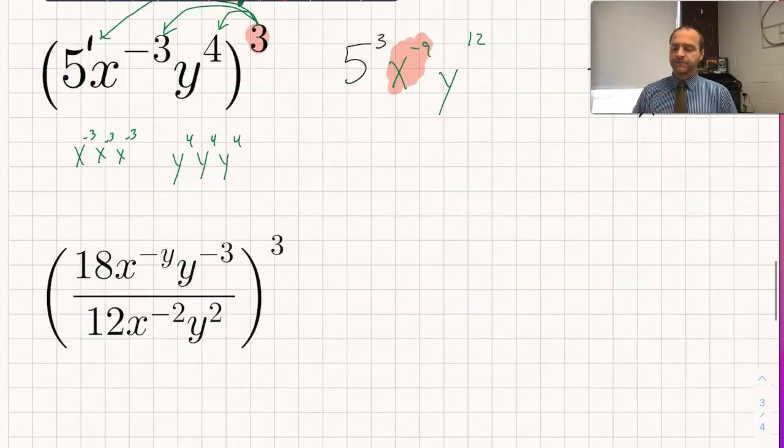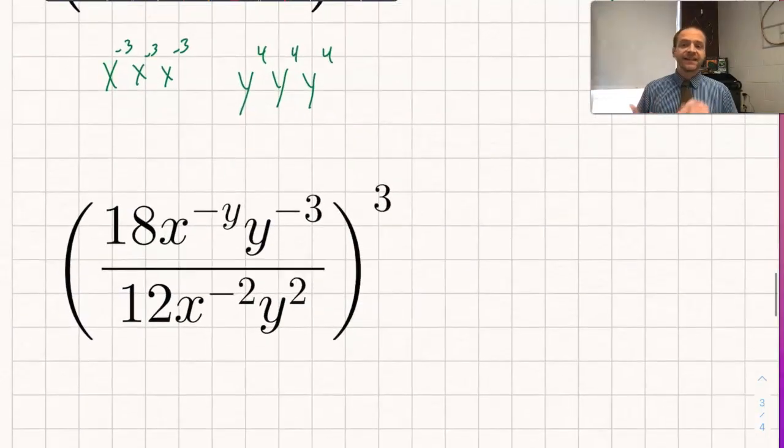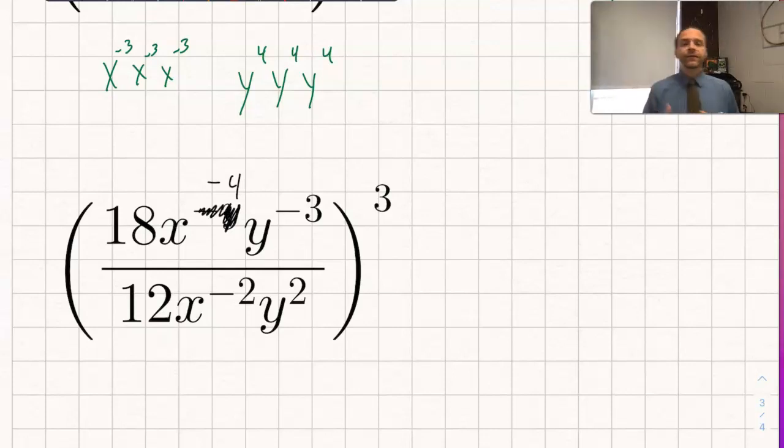All right, so the last one, really complicated looking, right? I mean, that just looks awful. I have an 18, x, that should not be a negative y, that should be a negative 4. So that would be really complicated if that was a negative y. So x to the negative 4th, y to the negative 3rd, over 12, x to the negative 2nd, y squared, all cubed. Personally, I don't want to cube 18, I don't want to cube 12. It would be fun, but I want to save time.